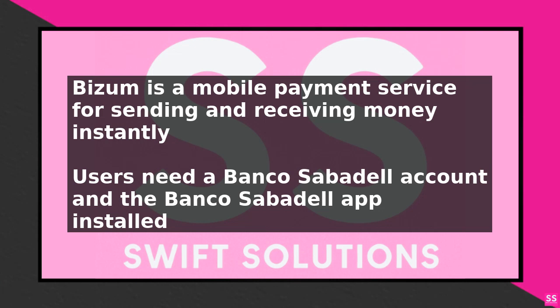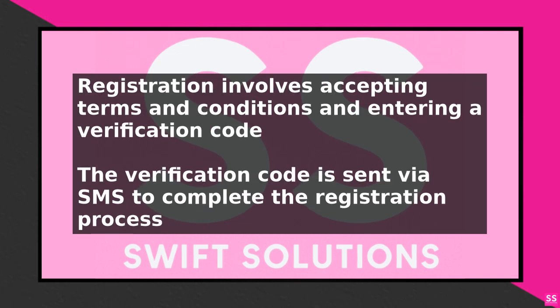First step is to register for Bizum. Open the Banco Sabadell app and navigate to the Payments section. Look for the Bizum option and select it. You will be asked to accept the terms and conditions, and then you will receive a verification code via SMS. Enter the code to complete the registration process.